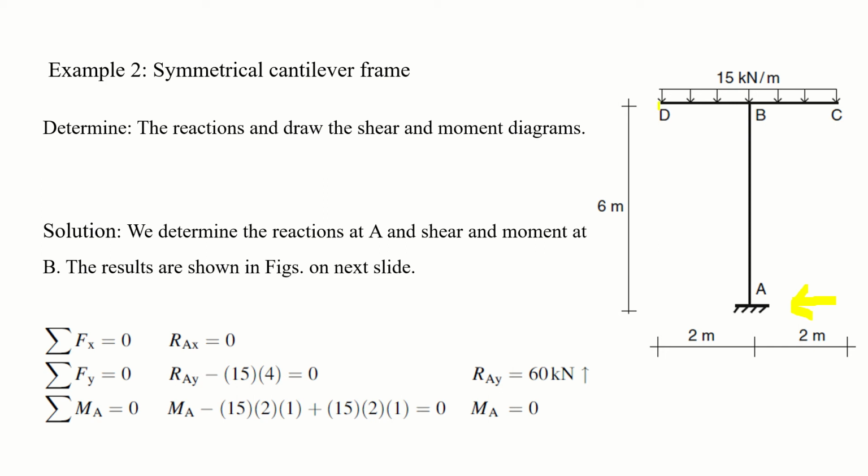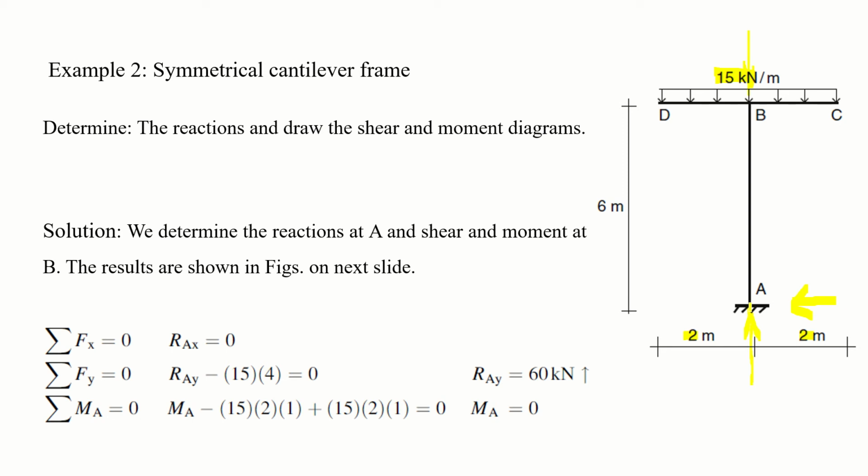In the y direction, this 15 kilonewton is acting downward, right? 2 meter on the leftward and 2 meter on the rightward, so the total length is 4 meters. So 15 into 4 is your total force acting downward, right? 15 into 4 is 60. So 60 kilonewton is acting upward, which is resisted by this reaction at the fixed support, Ray. Okay. And the third thing is summation of moment at A is equal to 0.